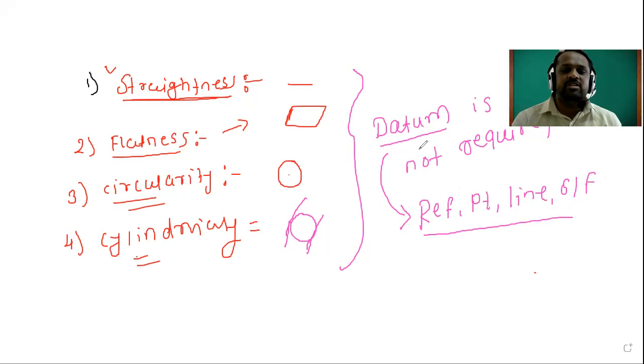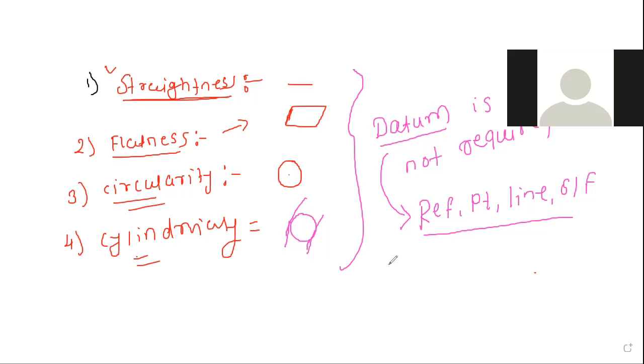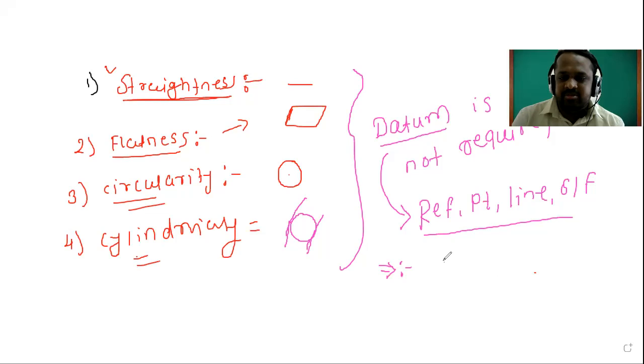Then that reference point is called the datum. But for those features, straightness, flatness, circularity, cylindricity, it is not required to take a reference point, reference line, or reference surface. Means the datum is not required. Okay, for those form features, we do not require the datum. So, understood? Yes. Okay, now see here. Here I will explain how that datum is represented. Suppose this is the component, and the datum is shown with the help of an inverted triangle.